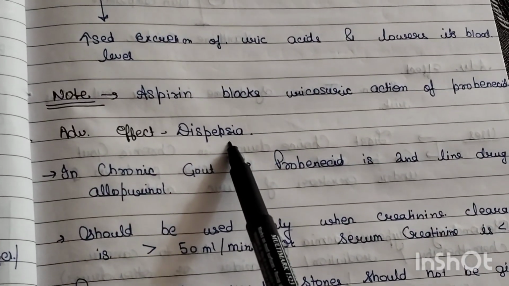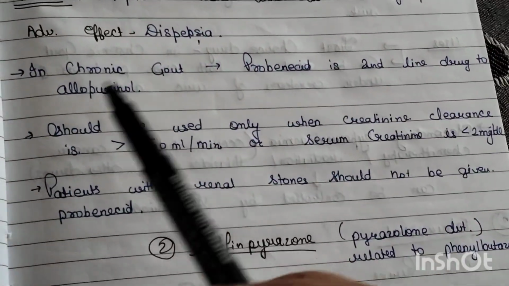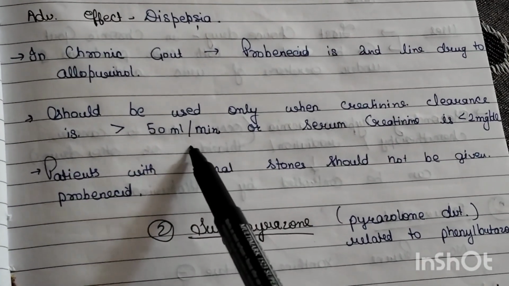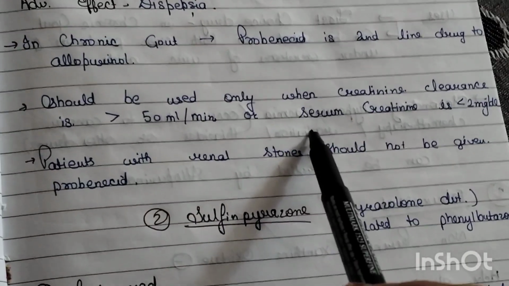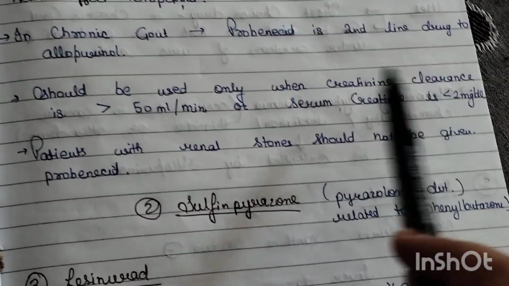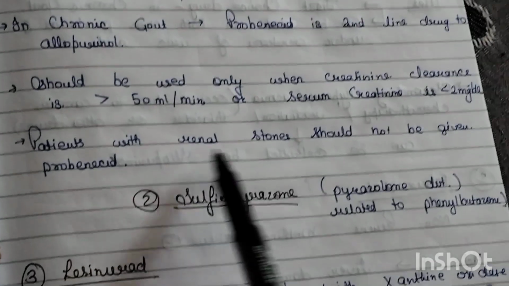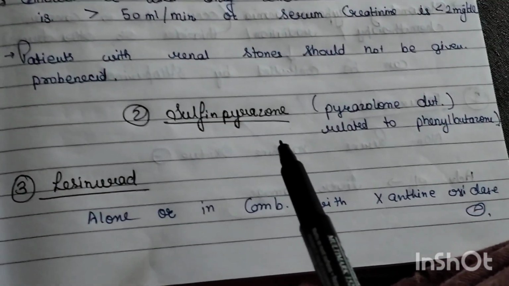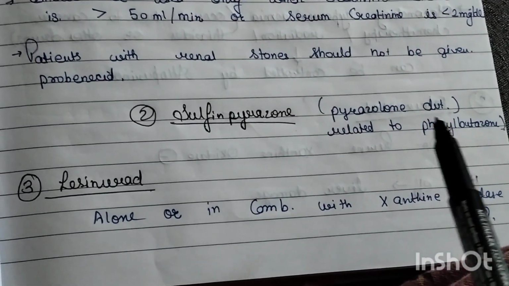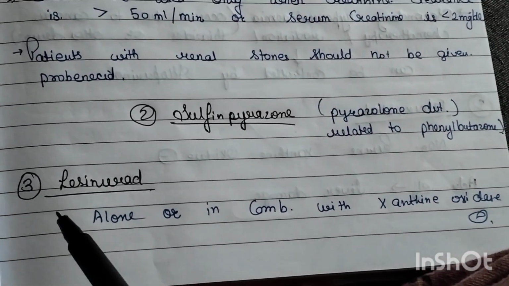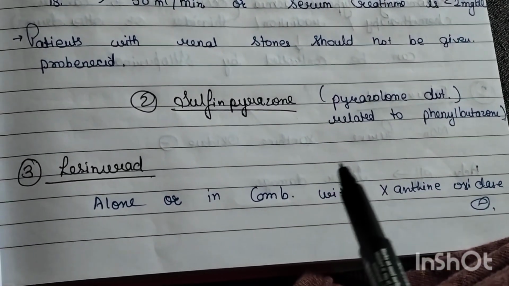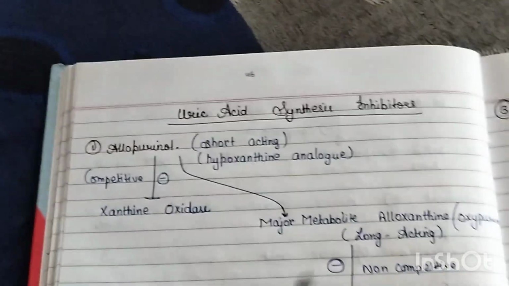The adverse effect is dyspepsia. In chronic gout, probenecid is a second line drug to allopurinol. It should be used only when creatinine clearance is greater than 50 ml per minute or serum creatinine is less than 2 mg per deciliter. Patients with renal stones should not be given probenecid. Another drug is sulfinpyrazone, which is a pyrazolone derivative related to phenylbutazone. Another drug is lesinurad, which is given alone or in combination with a xanthine oxidase inhibitor.